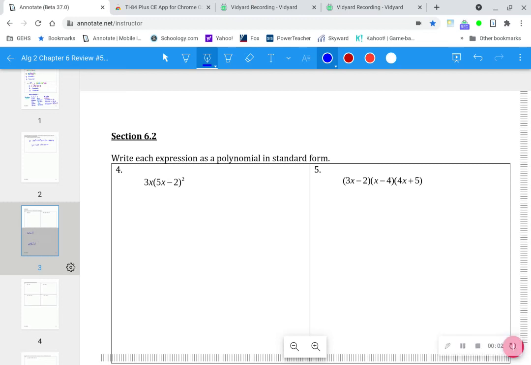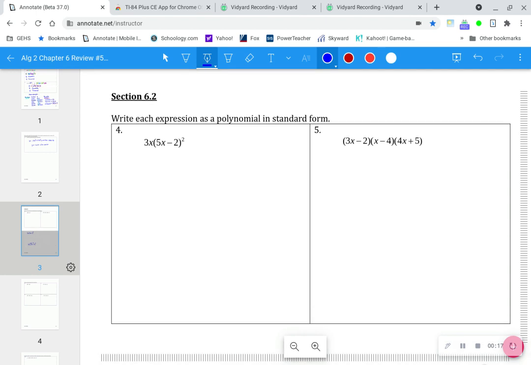Okay, we're on section 6.2 now in the review. This review covers Algebra 2, sections 6.1 through 6.3 and 6.5. And what we're supposed to do in this one is simply multiply these expressions out to get standard form. So I'll show you the correct way to do number 4.